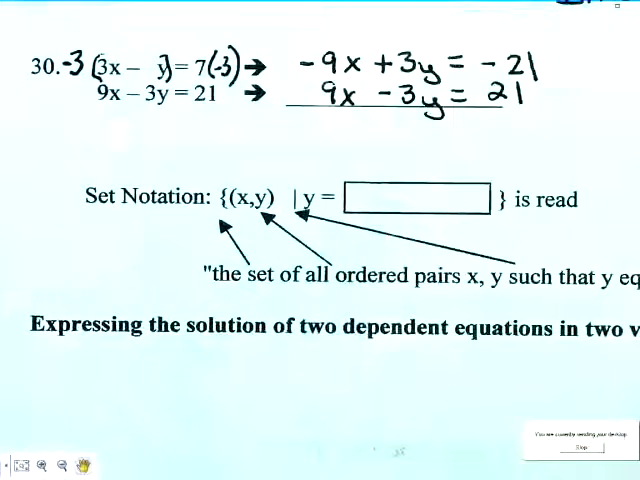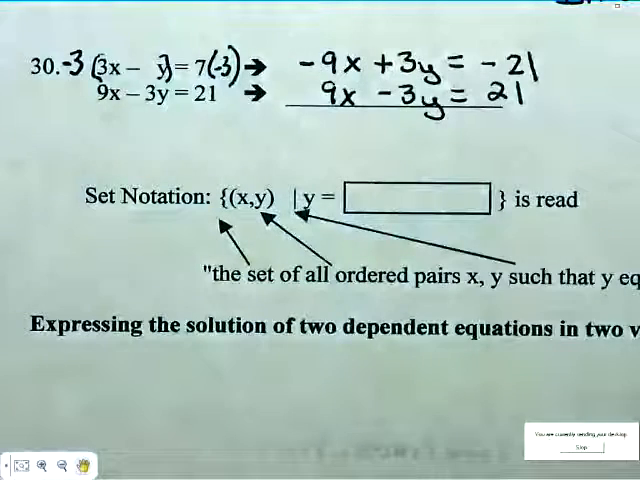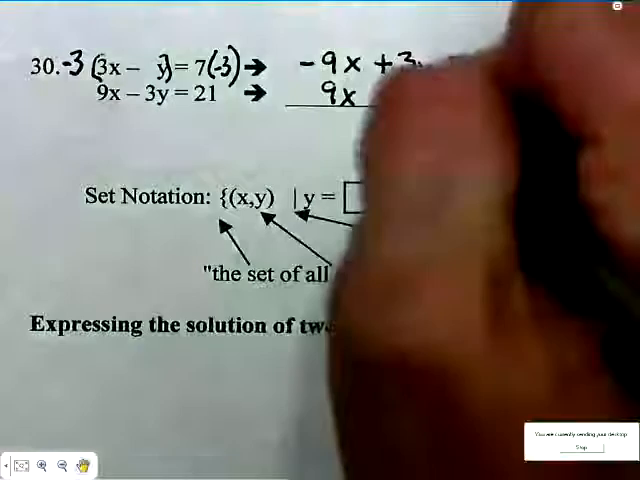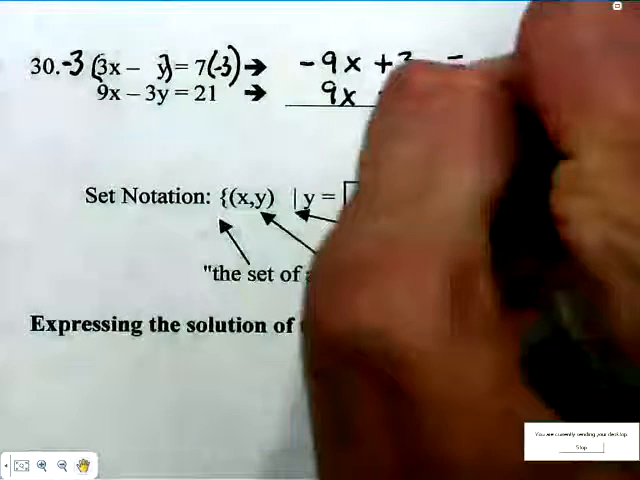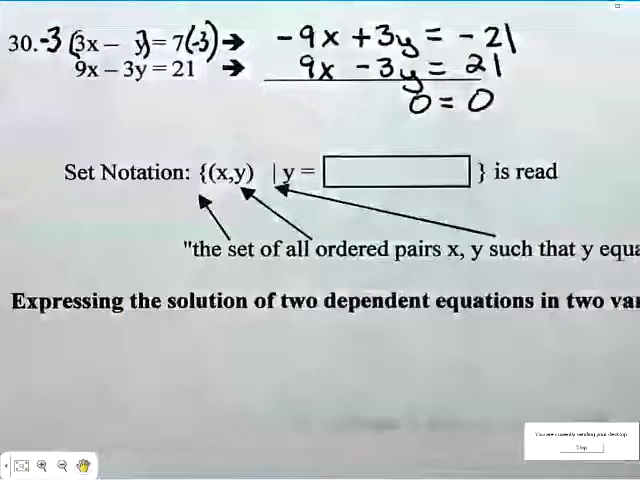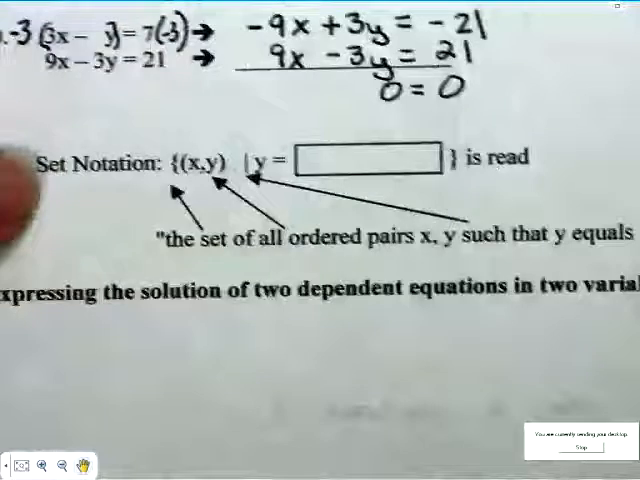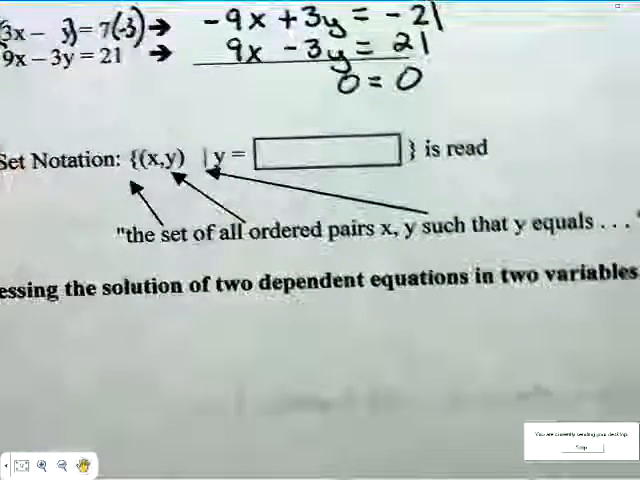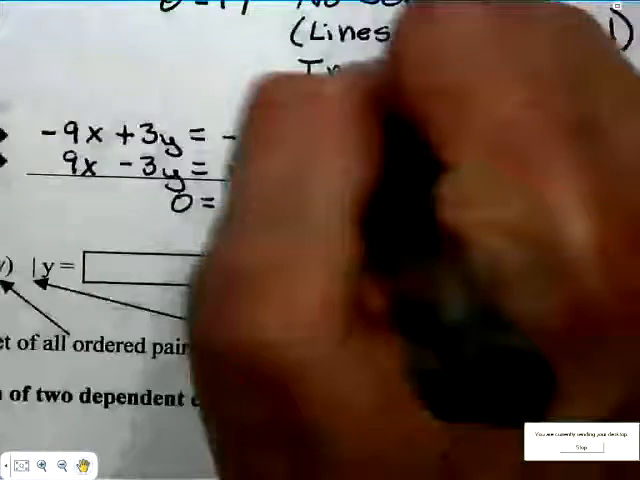But what's my resulting equation? Everything cancels is not an equation. 0 equals 0. On what planet is that true? Every planet. 0 equals 0 no matter where you are. What does that mean about number of solutions? Infinitely many solutions.